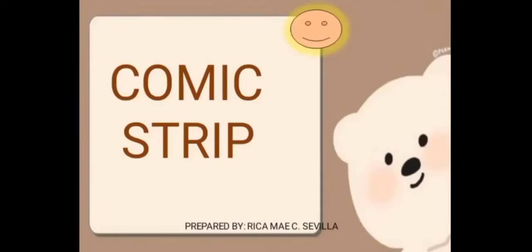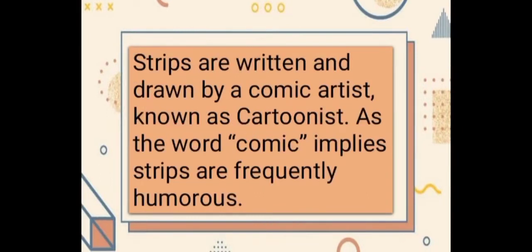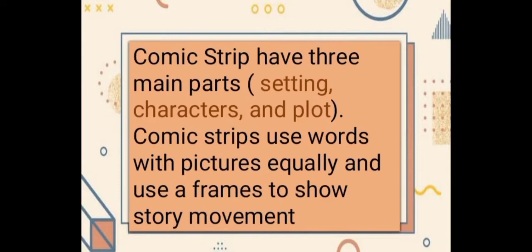Good day, everyone. I am Rica May Civile, and today I am going to discuss the topic about comic strips. So, comic strips is a series of adjacent drawn images usually arranged horizontally that are designed to be read as a narrative or chronological sequence. So strips are written and drawn by a comic artist known as cartoonist. As the word comic implies, strips are frequently humorous. Comic strips have three main parts, the setting, characters, and plots. And comic strips use words with pictures equally and use a frame to show story movement or the flow of the story.